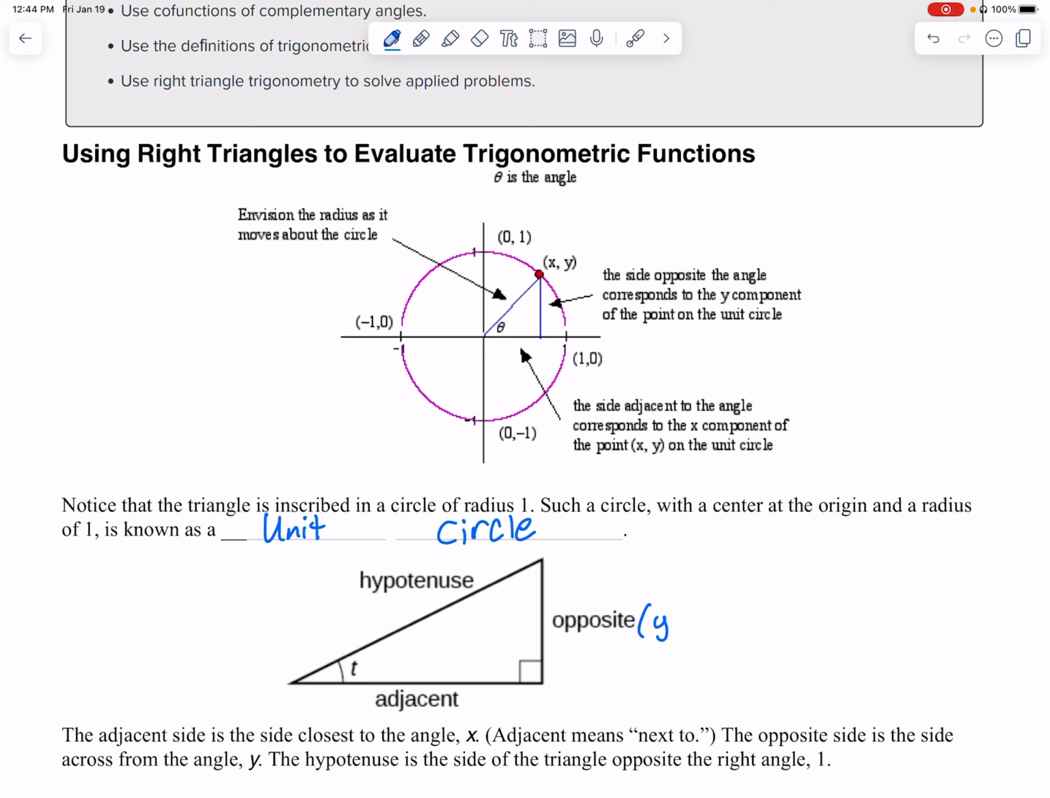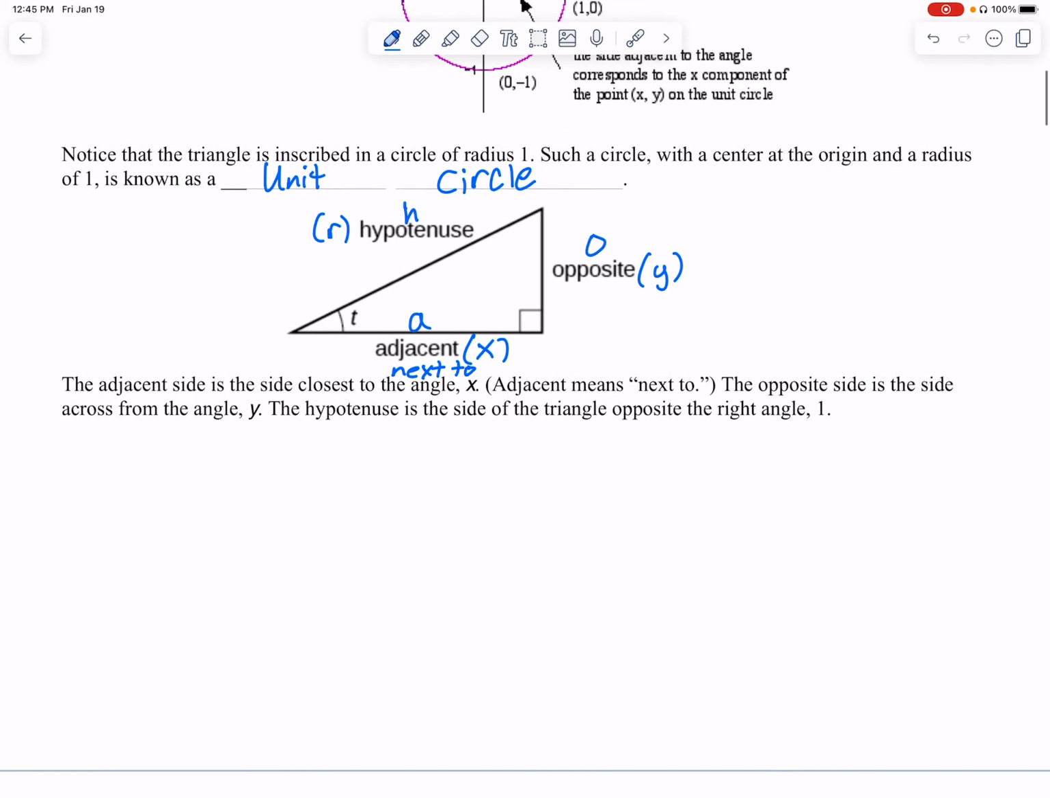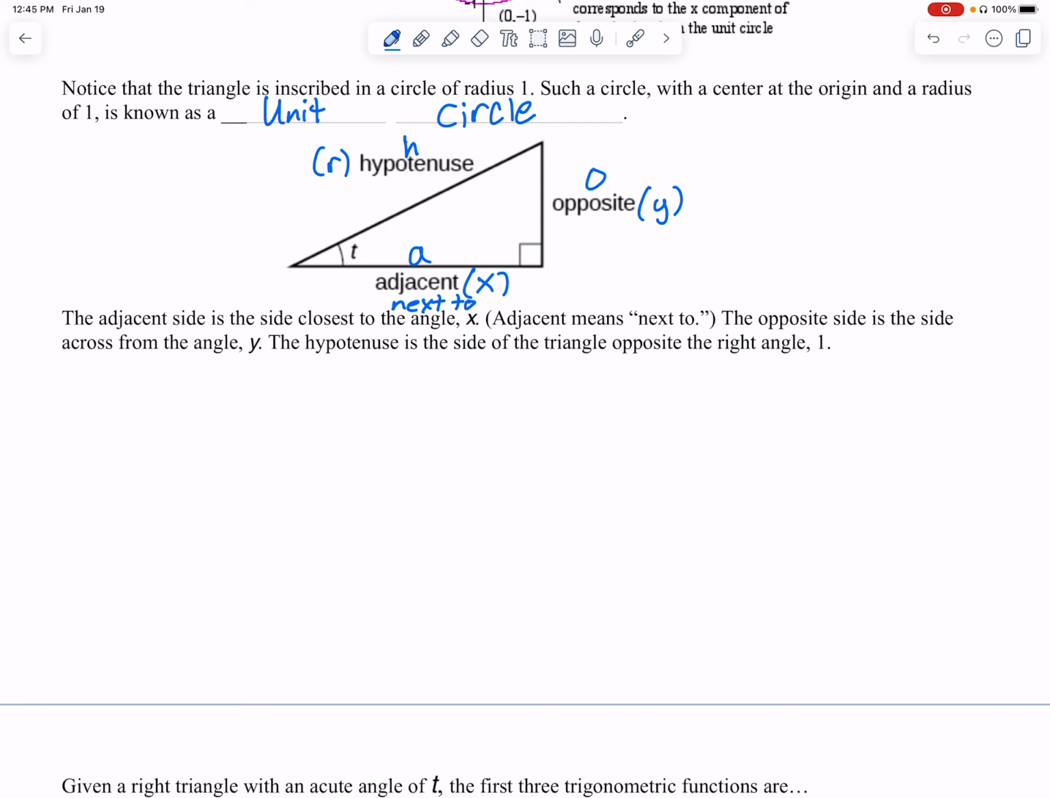Like I could call this y, that's what we've been calling it, but we also call it opposite because it's opposite of the angle. So it's the opposite side. The adjacent just means next to. So if you need to write next to, please do. But it's just the x, right? And it's adjacent because it's next to the angle. And then the last thing, which we have been calling r, is our hypotenuse. And what we do is we call these O, A, and H: opposite, adjacent, and hypotenuse. So let's write down our three ratios. And I'll show you why we use those words to help us out.